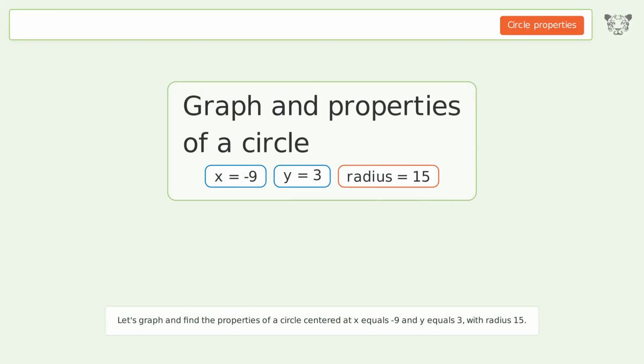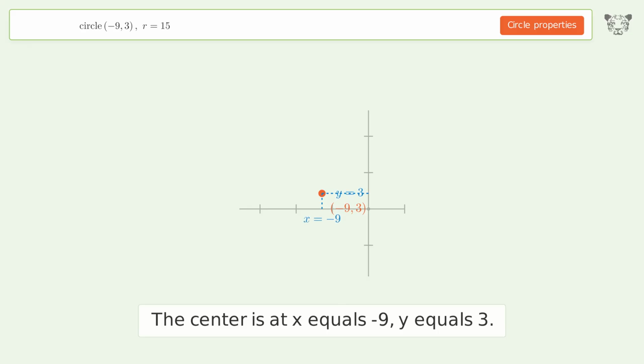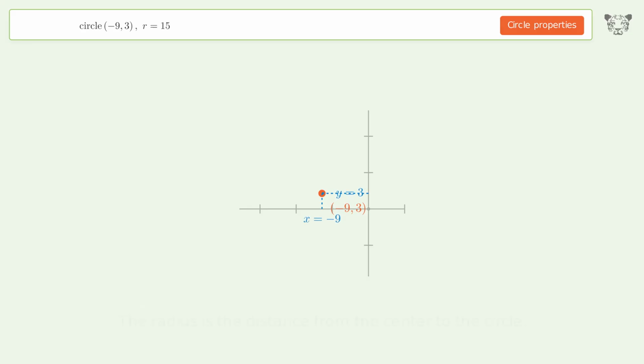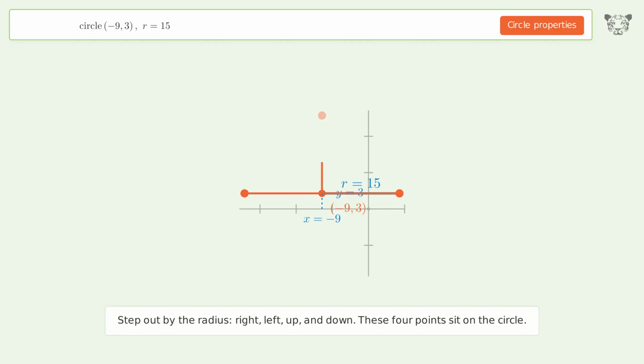Let's graph and find the properties of a circle centered at x equals -9 and y equals 3, with radius 15. The center is the anchor point of the circle. The center is at x equals -9, y equals 3. The radius is the distance from the center to the circle. Step out by the radius, right, left, up, and down. These 4 points sit on the circle.